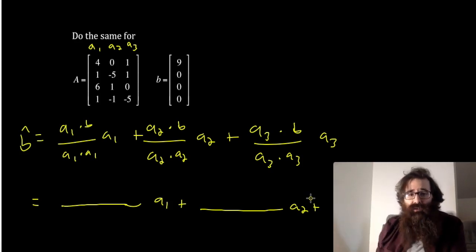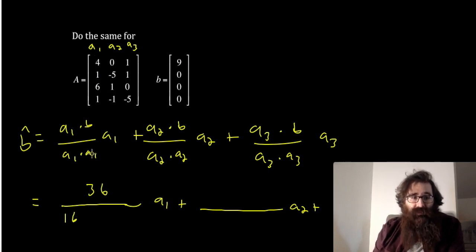I'll scroll down and do the other one later. Let's do this. I'm too excited. So A1 dotted with B, not a lot to it. 4 times 9 gives me 36, but the rest of that dot product is going to give me zeros. So 36, but then divided by A1 dotted by itself: 4 times 4 gives me 16, 1 times 1 gives me 1, 6 times 6 gives me 36, 1 times 1 gives me 1.